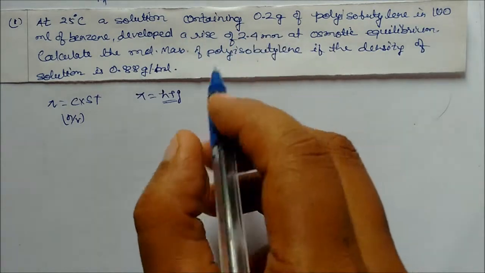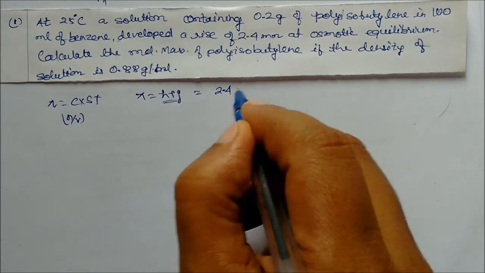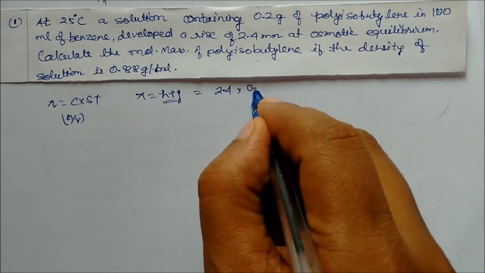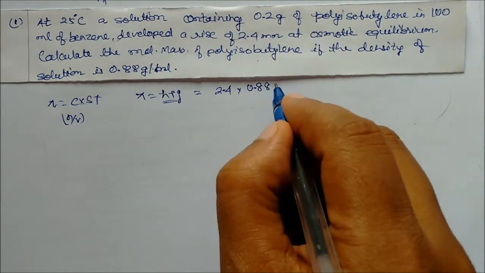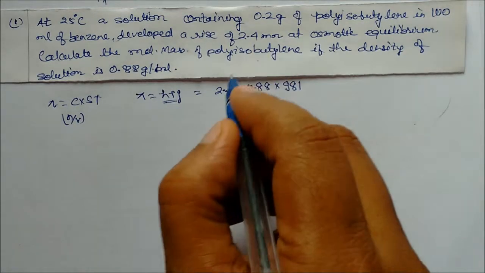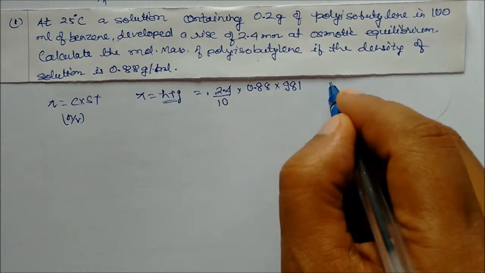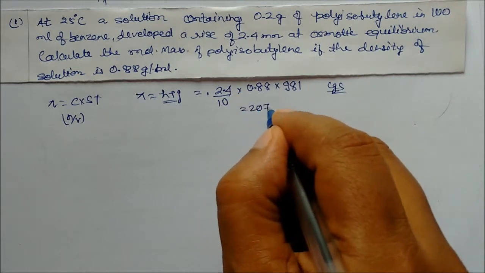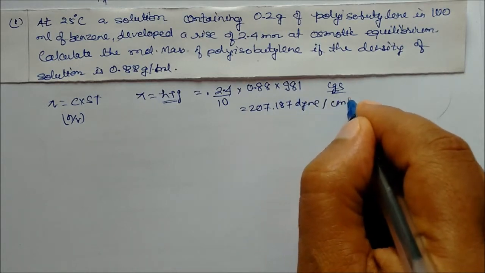Here h is the height, and rho is the density of the solution, and g is the force of gravity. The height is 2.4 millimeter, so we write 2.4 millimeter height. Density is 0.88, and g is 981. The 2.4 millimeter we convert by dividing by 10 to centimeter, so all units are in the CGS system. So this totally comes to 207.187 dyne per centimeter square.